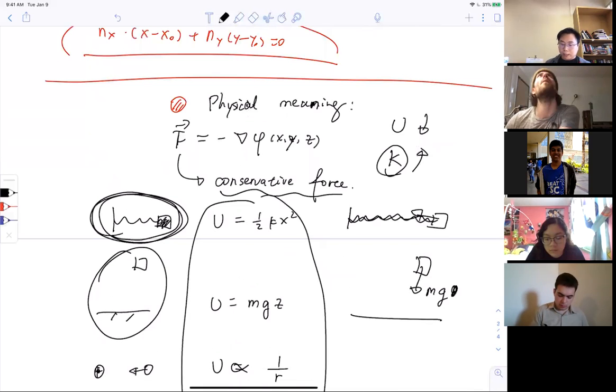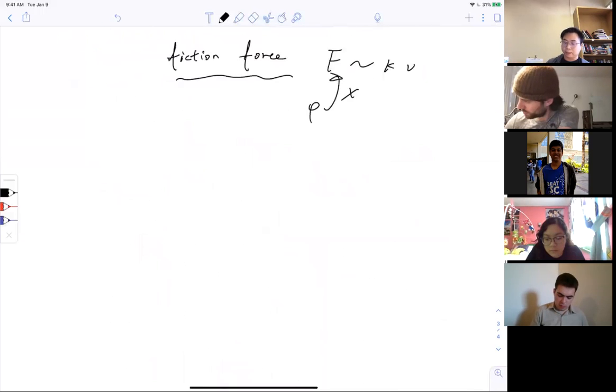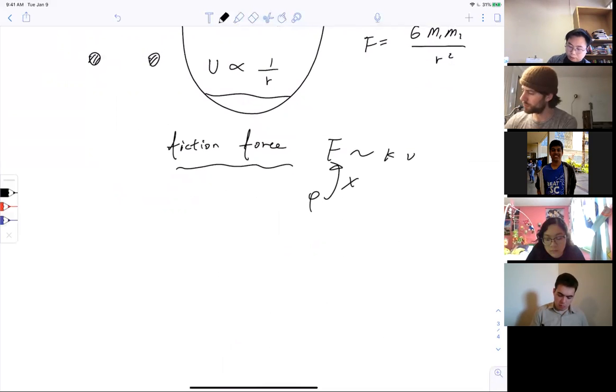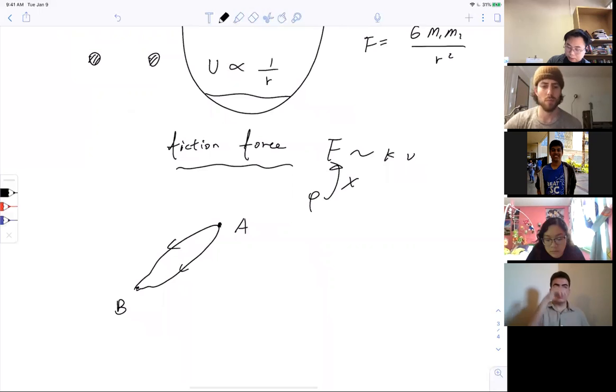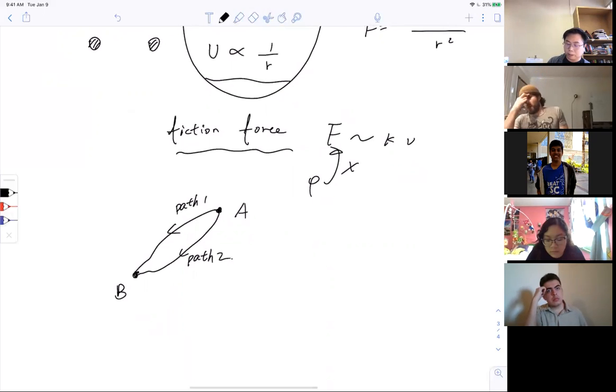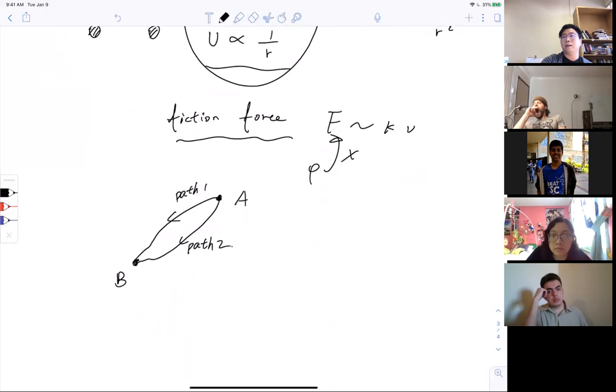Another way to say that this force is conservative is that the work done by this force is independent of the path. Okay, so if I have a point A and a point B, and I apply the force along different paths, then the work done by this force is independent of the path we choose. Then it's a conservative force.